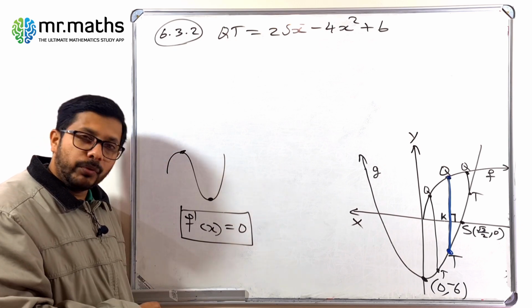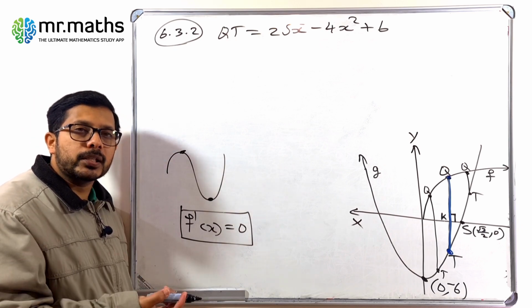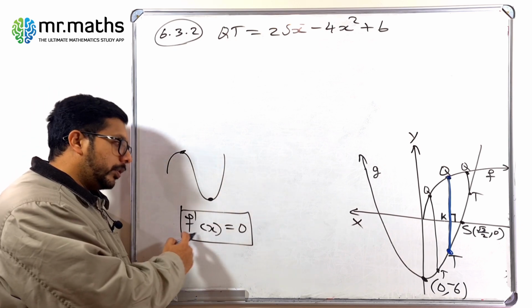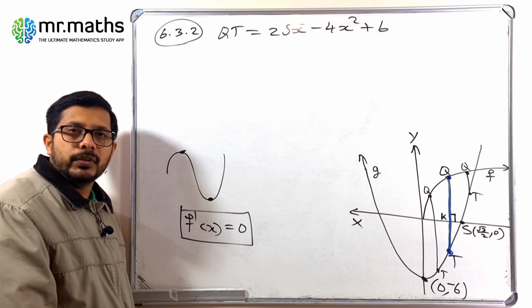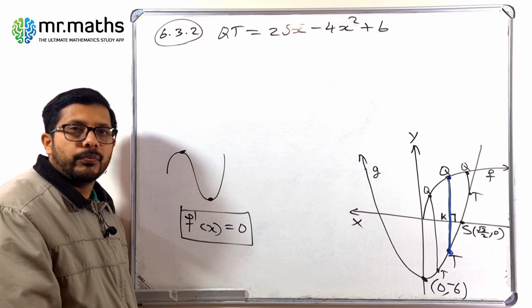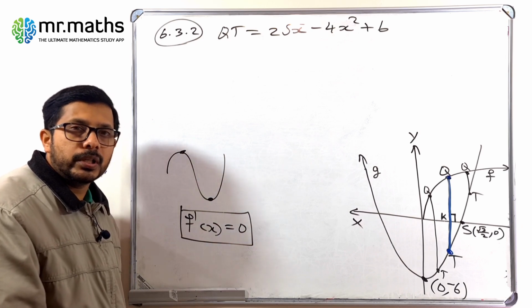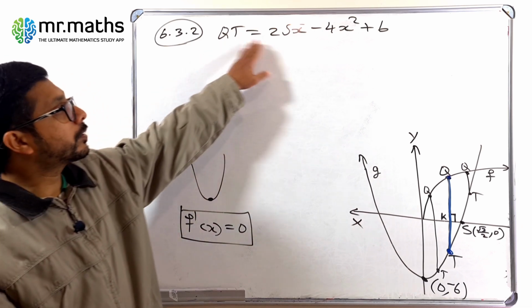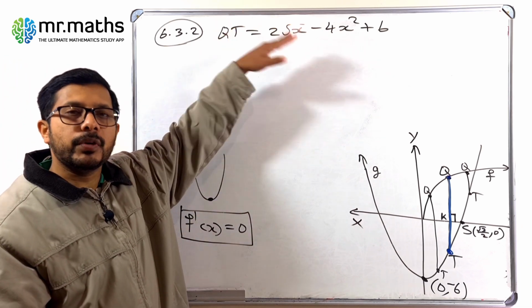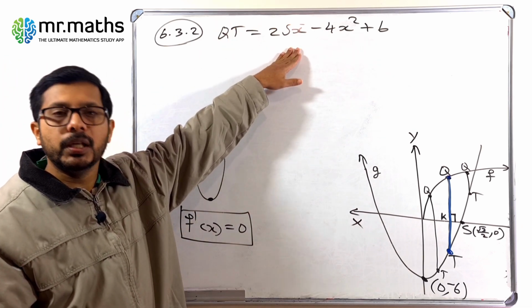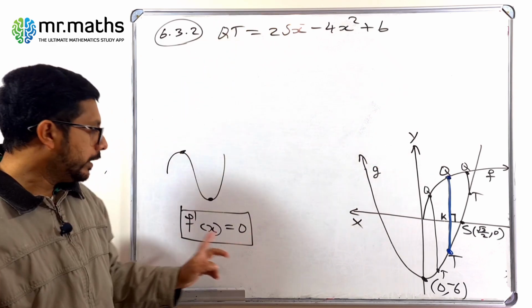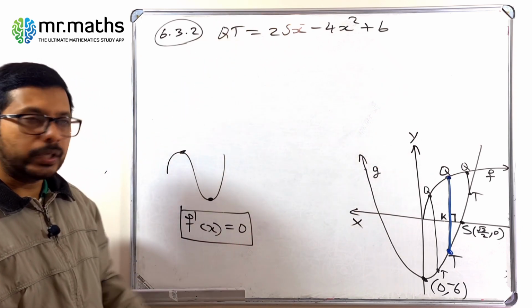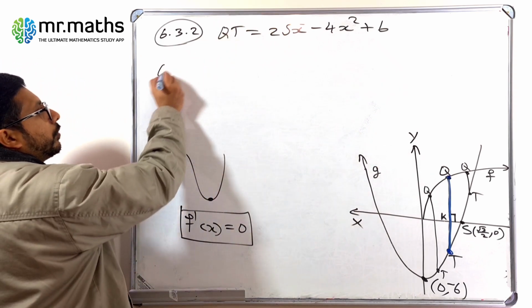To find the maximum and minimum, first derivative is equal to 0. That is what we studied in calculus. First derivative of what? First derivative of QT. We already got an expression for QT. So first we have to find the derivative of that, then we say that that derivative is equal to 0. So let's try to find the derivative of QT.